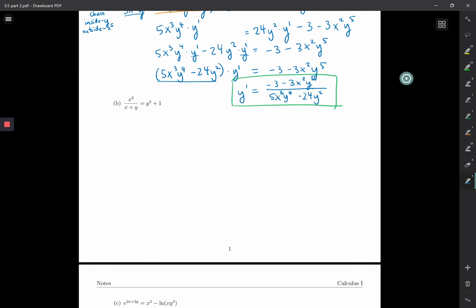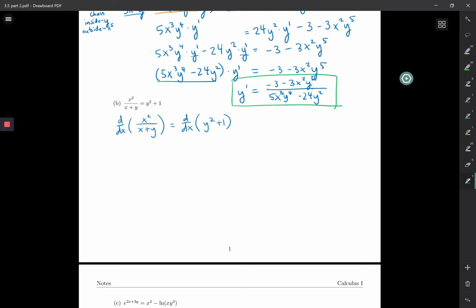Okay, so let's do the next example. So here we have a quotient of two functions of x, right? So in this case, when we take the derivative of both sides, we get something that we have to use the quotient rule on, right?